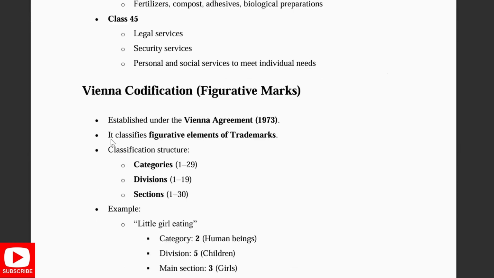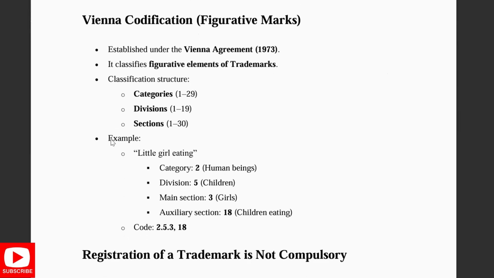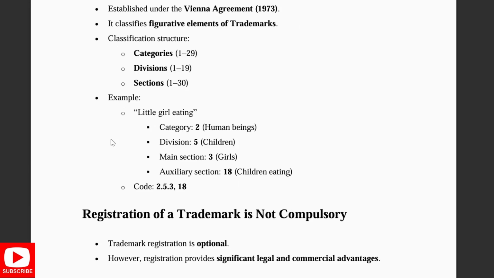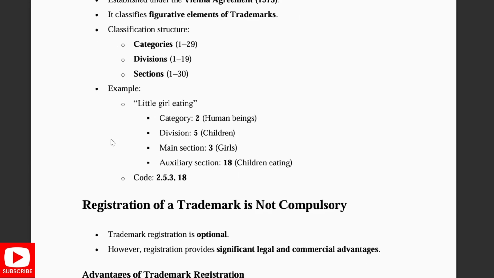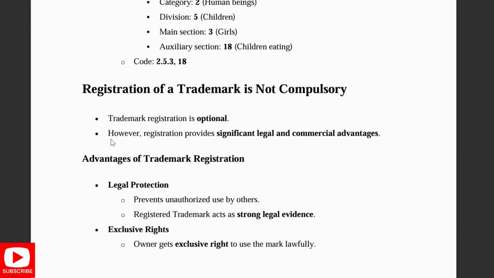Then Vienna codification. This was established in the Vienna Agreement, where it classifies the figurative elements of the trademark. The classification structure: categories are 1 to 29, divisions are 1 to 19, and sections are 1 to 30. Example, you can say the little girl eating. Here the category is 2, human beings, and the division is 5, children. The main section is 3, that is girls, and the auxiliary section is 19, children eating. So the code is 25318.